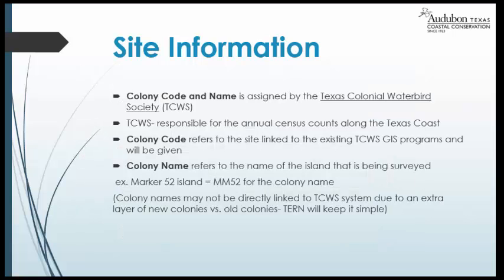So our colony code and our name. This is going to be assigned by the Texas Colonial Waterbird Society. We're conforming because they need this data really more than just Tern does. But when we began with the foraging monitoring, we had a lot more liberties. We created the site codes and we created the names, and so a lot of this is going to be conformed. So your code is not going to be a nice HAR0001. It's actually going to be a series of random numbers, and again, stick it on your data sheet. You don't have to remember it again.